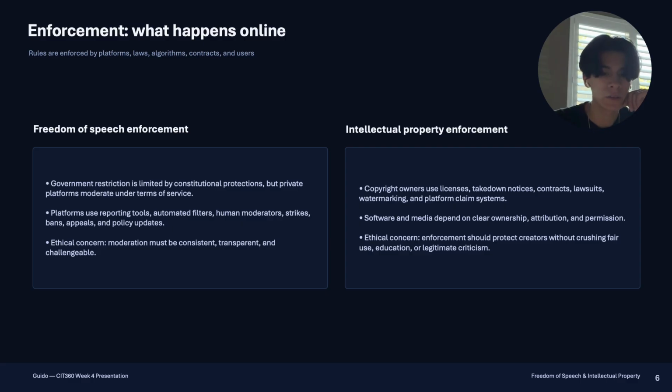In practice, speech and intellectual property are enforced in different ways. Speech online is often enforced by platform moderation, including automated filters, human review, reports, strikes, bans, and appeals. Intellectual property is enforced through licensing, copyright claims, takedown notices, lawsuits, and platform systems like Content ID. The ethical problem is that both types of enforcement can go too far. Speech rules can silence people unfairly, and copyright rules can block fair use, criticism, or education.